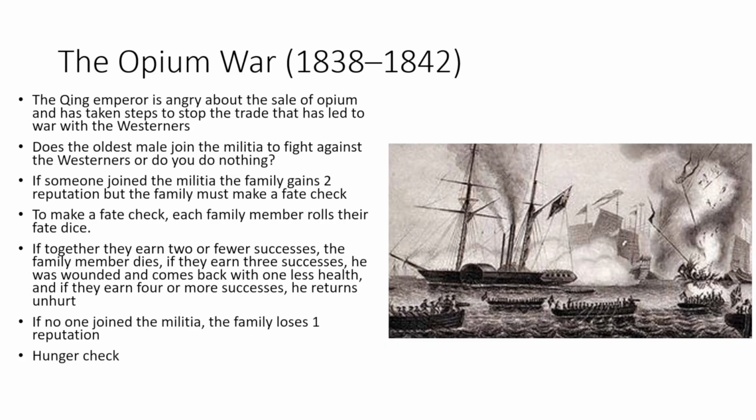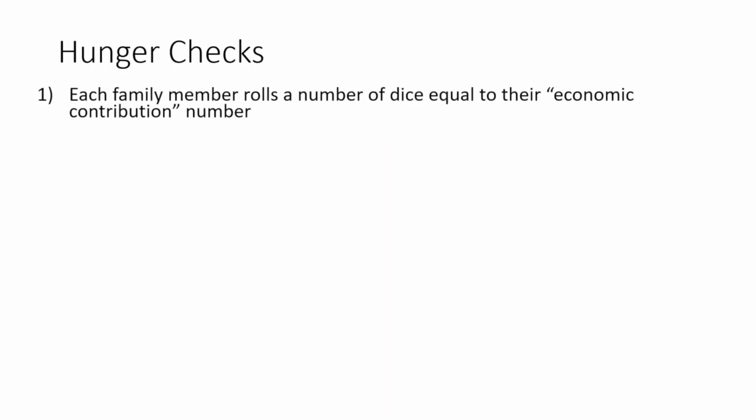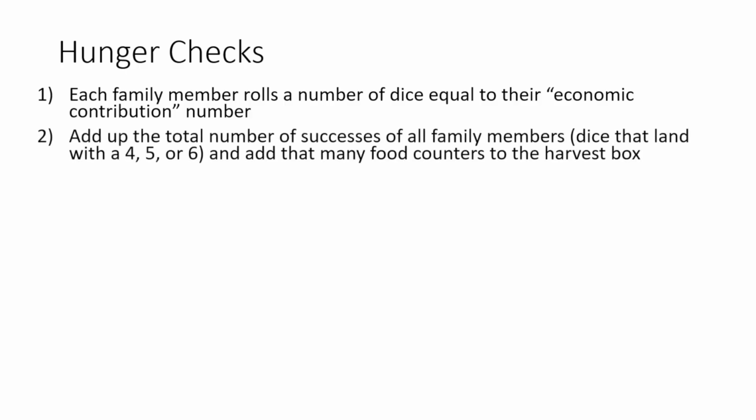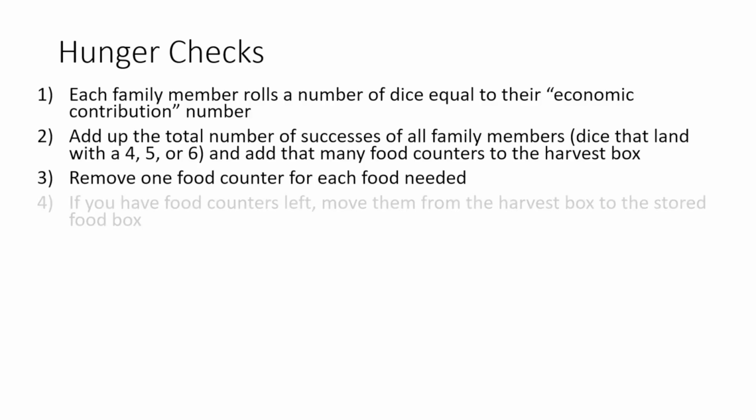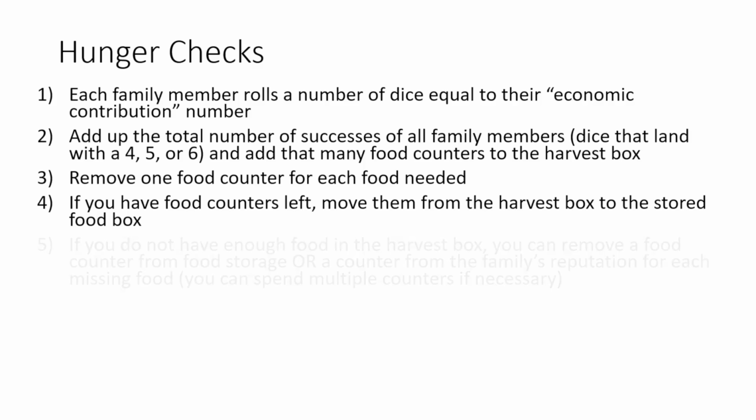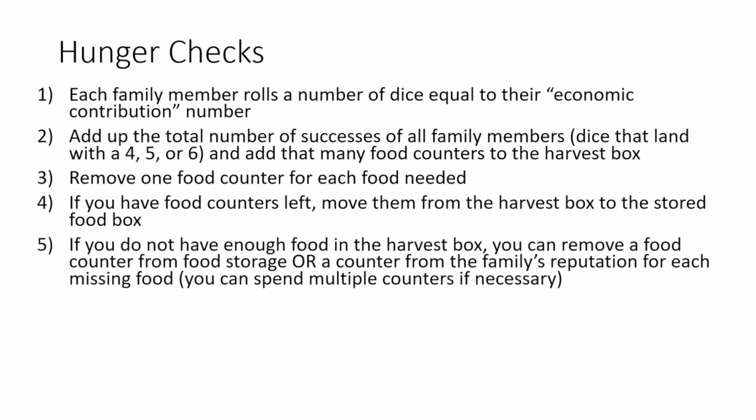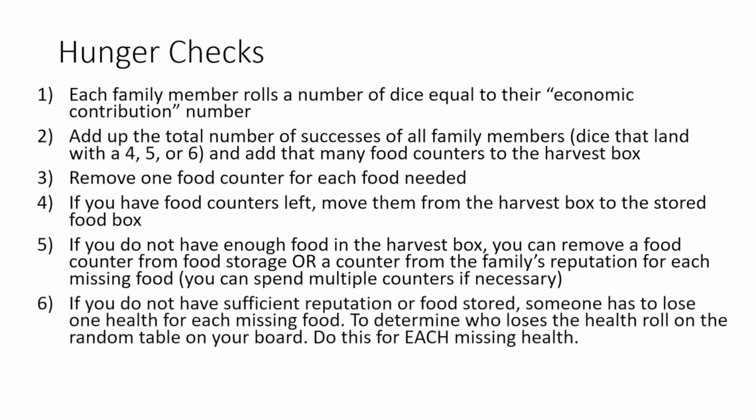Okay, now it's time to make a hunger check. Each family member rolls a number of dice equal to their economic contribution number. You add up the total number of successes of all family members and add that many food counters to the harvest box. Remove 1 food counter for each food needed. If you have food counters left, move them from the harvest box to the stored food box. If you do not have enough food in the harvest box, you can remove a food counter from food storage or a counter from the family's reputation for each missing food. If you do not have sufficient reputation or food stored, someone has to lose 1 health for each missing food.